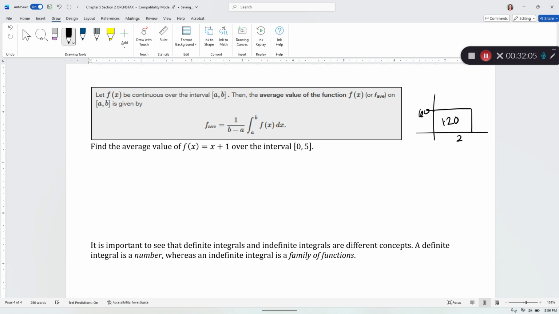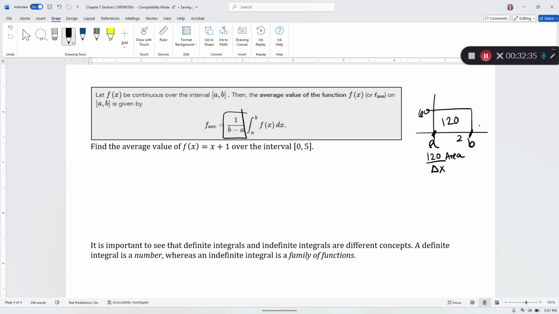Now think about this. If you knew the distance was 120 and you wanted to figure out on average what the velocity was, you would divide it by your change in x, right? So you take your area and divide it by your change in x, or in other words, the gap from A to B. Well, how do you find the gap? Well, you subtract B minus A. So that's what this is.